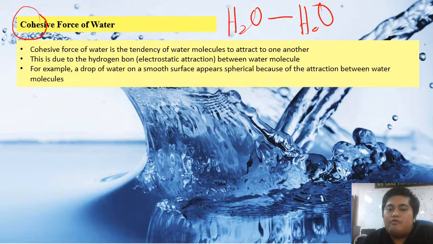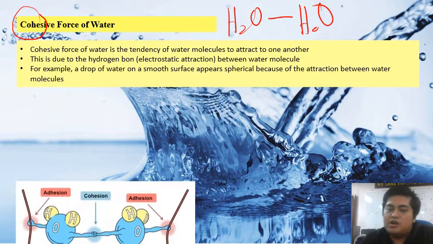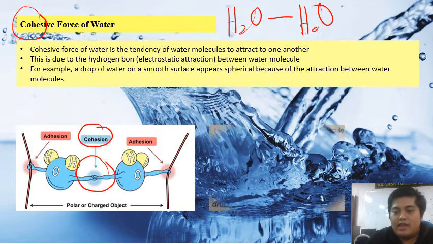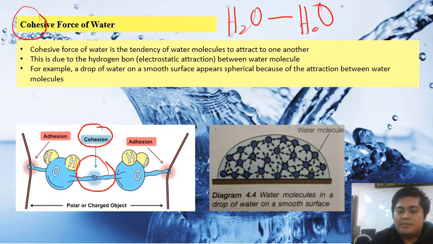For example, a drop of water on a smooth surface appeared to be spherical because of the attraction between the water molecule. So ingat, bila cohesive, dia ada cohesion antara molekul air. Dan sebab itulah kalau kita perasan, bila atas satu permukaan, kita akan nampak air tu bentuk macam ni. Bentuk hemisfera. Sebab apa? Tindakan daya kohesif ni bertindak antara satu sama lain.